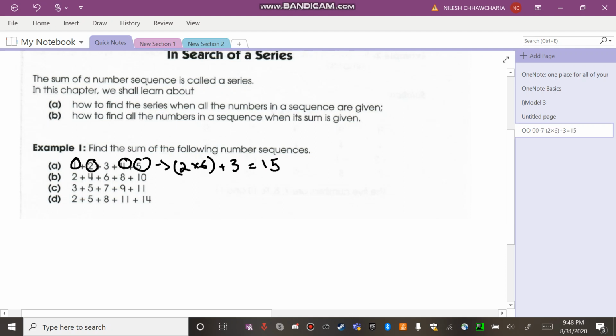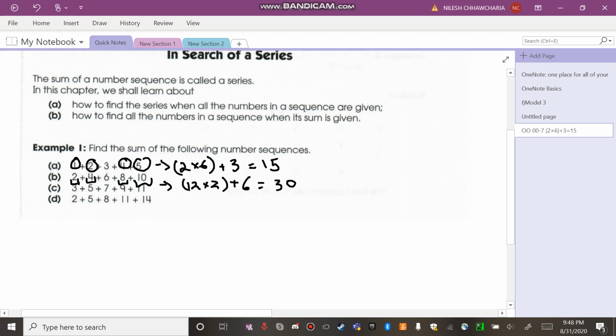Similarly, for B, we see that 2 and 10 and 8 and 4 add up to be 12. So instead of doing 10 plus 8, then plus 6, then 4, then 2, we simply do 12 times 2, and then we see that the 6 is in the middle and add 6. That's going to be 30.